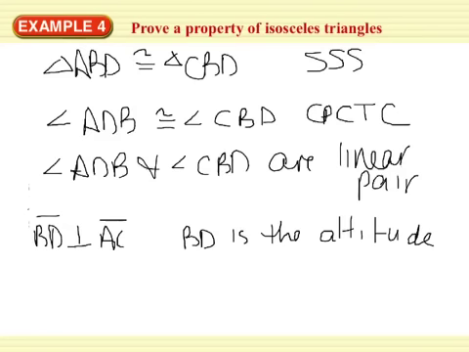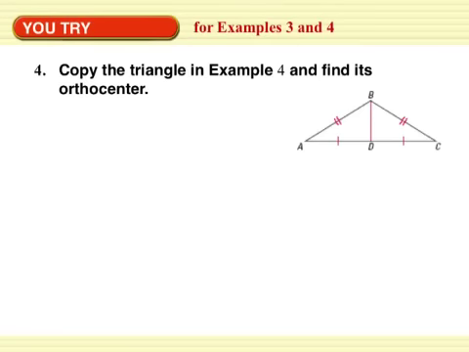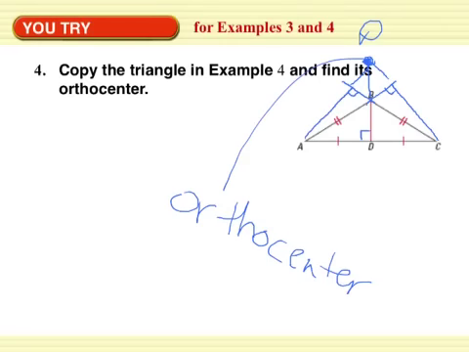Okay, not too hard. Well, it is sort of hard, but I hope it makes better sense to you now. All right, you try. Copy the triangle from example 4, which I did, and find its orthocenter. So what I'd like you to do is to actually draw that in your notes and find its orthocenter. I'm going to push pause and work on this one too, and I'm going to draw in blue. It looked to be an obtuse triangle, so its orthocenter is not inside of the triangle.